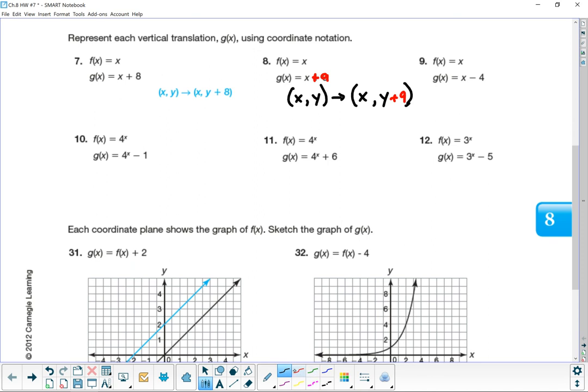Okay. Again, number 9. It's going to be x, y. That's going to turn into, and this one, the y is going to be subtracted by 4. So it's going to be x, comma, and then y, and then we're going to put minus 4. Just like that, because remember, the function f of x is subtracted by 4. So if f of x is just x, y, then g of x is whatever that is, and then we're going to minus 4.